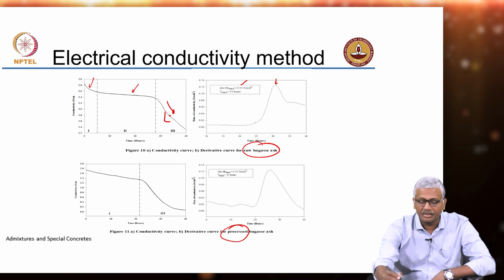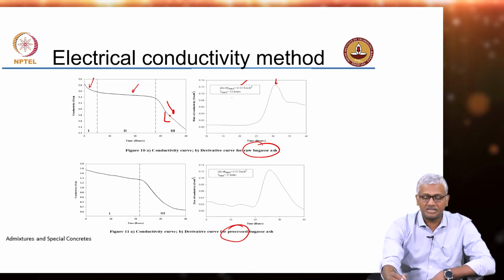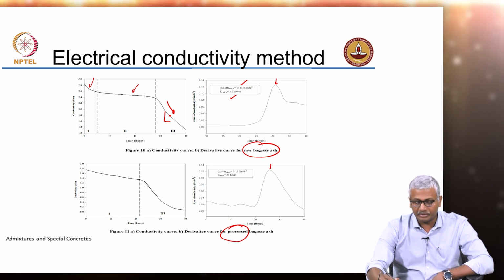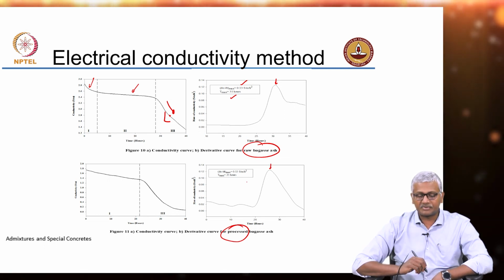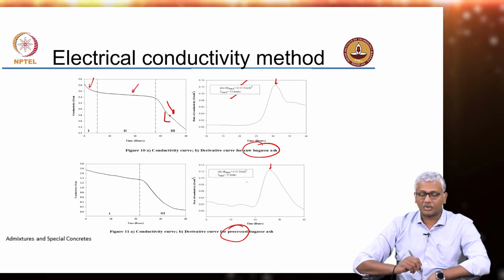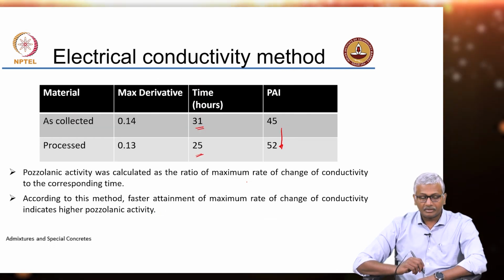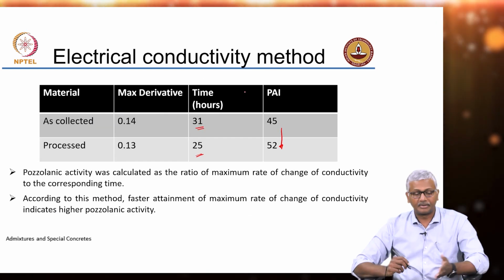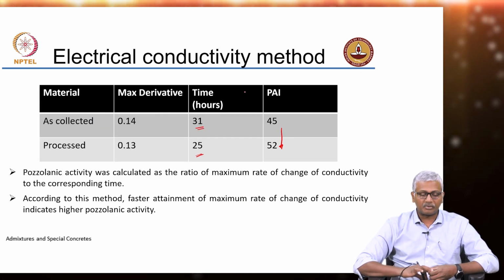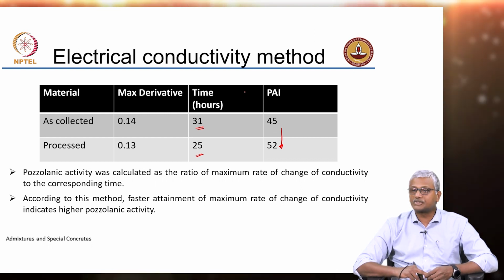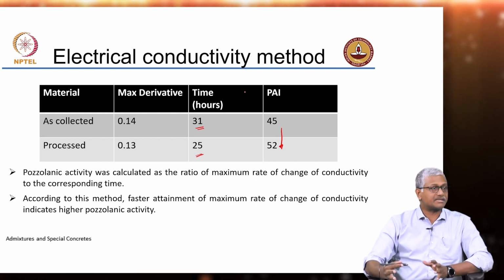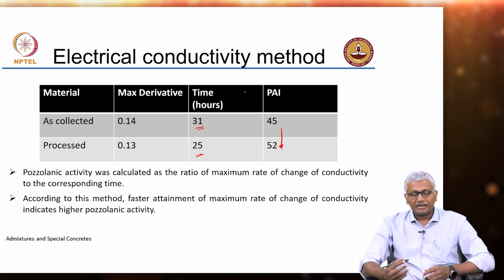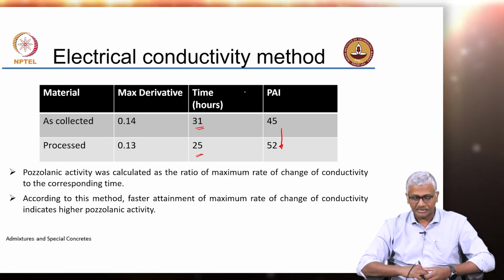So, 0.13 is the d sigma by dt max, and then you have 31 hours at which this peak is obtained. Here it is 25 hours at which the peak is obtained, and the d sigma by dt is 0.13 in this case. Sorry, I think this should be 0.14 as per the table, right. That is what the table tells you. It's about 0.14 and 31 hours. That leads to a Pozzolanic activity index, as prescribed by McCarter in the electrical conductivity method, of 45, and that increases to 52 when you do the processing.